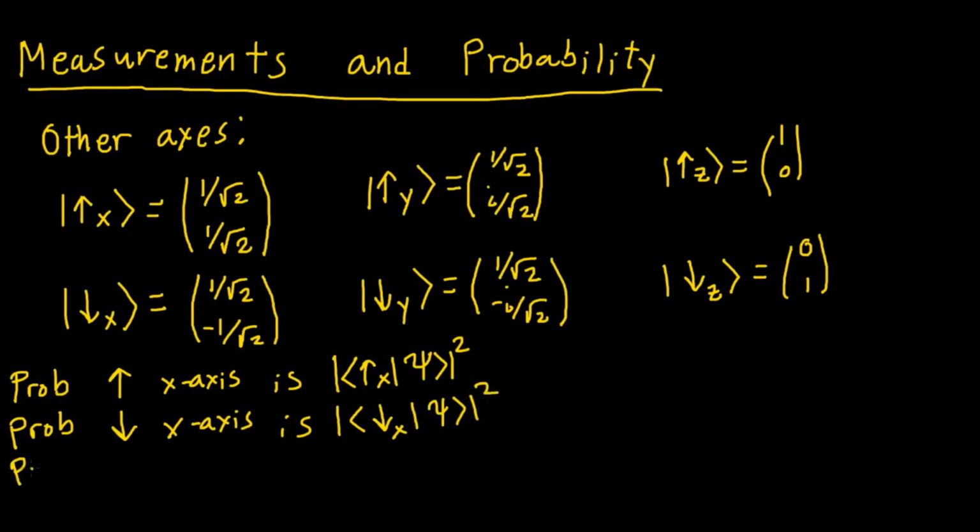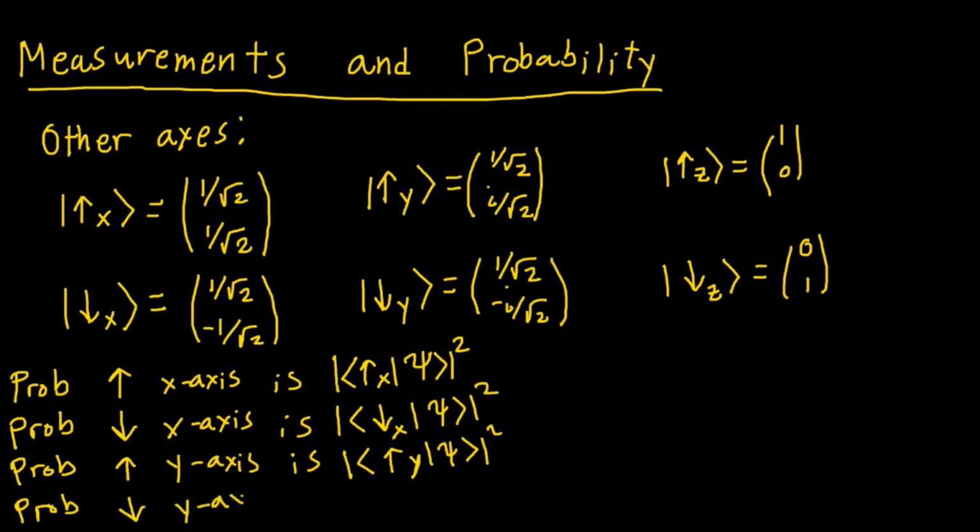Likewise, the probability that you measure spin up along the y-axis is the same thing, but now you got to use the spin up state along the y-axis. And the probability that you measure spin down along the y-axis is the same thing, but now you got to use the spin down vector along the y-axis. And this is exactly as you remember.